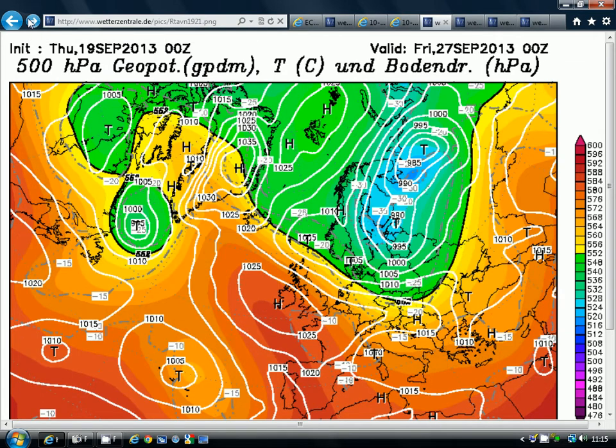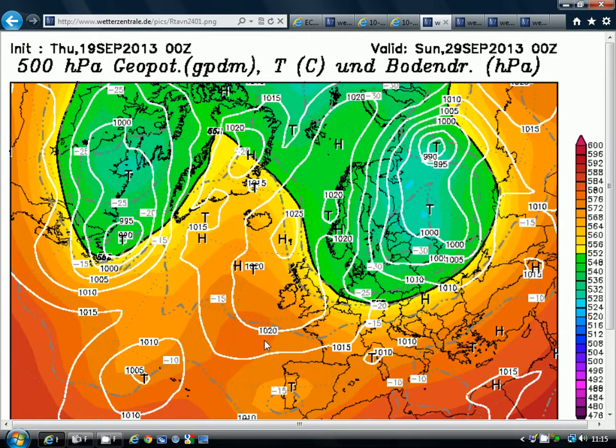As we go through beyond that towards the 27th, remember on the height anomaly chart, GFS was setting up that big trough of low pressure over Scandinavia. There it is, setting up on Friday the 27th. The high pressure is still just about hanging on to the west of the country, but eventually that high pressure is going to go up towards the north of Scandinavia.